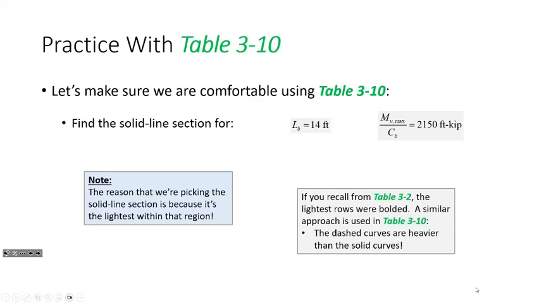And I want you to find the lightest shape within that region. I'm going to do it with you. 14, 2150. Let's see.